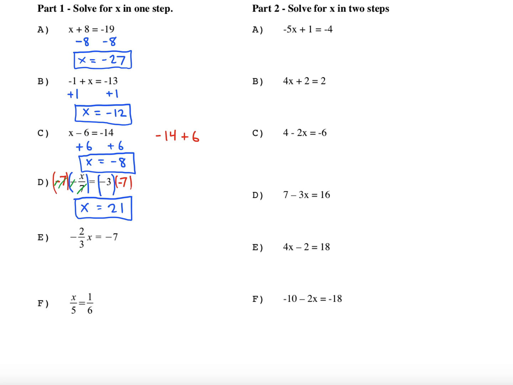So that brings me to, what do we do if we have a multiplication by a fraction? Now we could do a division. We could say down below, divide by negative 2/3. We could do that on both sides. But there's a better way to write it.